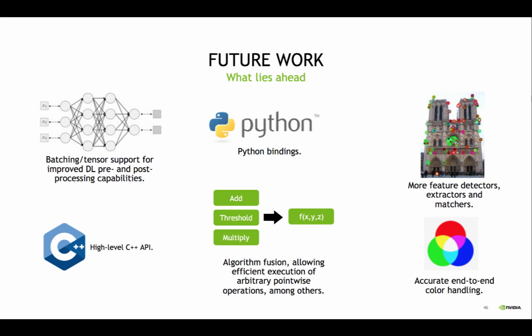Currently, VPI lacks pointwise operations on buffers. Things like the power function, multiplication of two images' content, sine, cosine, threshold operation, etc. These operations, if implemented naively, lead to poor performance due to increased memory I/O operations in relation to the actual computation performed. So to solve that, we are planning to add algorithm fusion, where a sequence of pointwise operations are all fused together so that the image is read and written only once. There are plans for more feature detectors, extractors, and matchers. And finally, an accurate end-to-end color handling for applications where color fidelity is important.